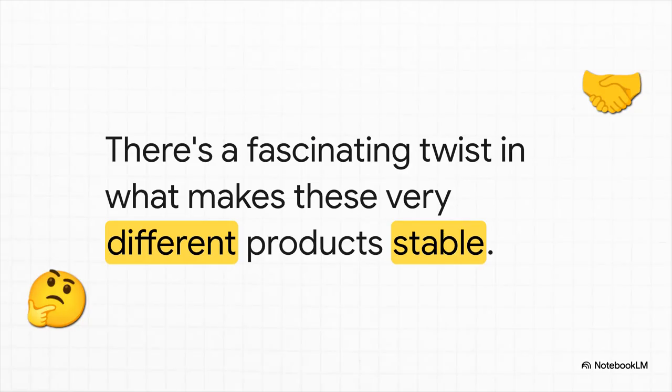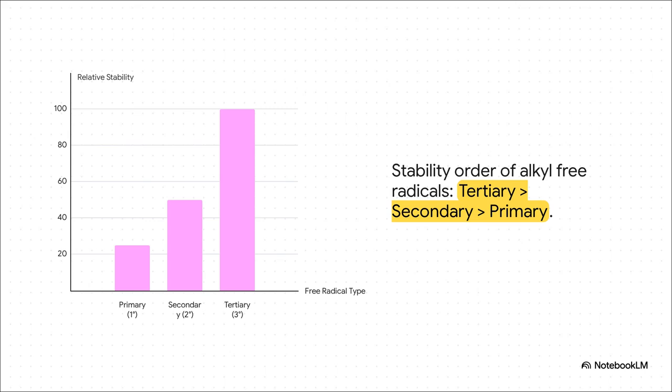So you'd think, okay, these things are polar opposites. They probably behave in completely different ways. But here's where it gets really interesting. There's a surprising similarity in what makes both of them stable. For free radicals, the rule is pretty simple. The more carbon neighbors it has, the more stable it is. A tertiary radical, which is connected to 3 other carbons, is the most stable. A primary radical with only one carbon neighbor is the least stable. It's like those neighbors help share the burden and stabilize that lonely electron.